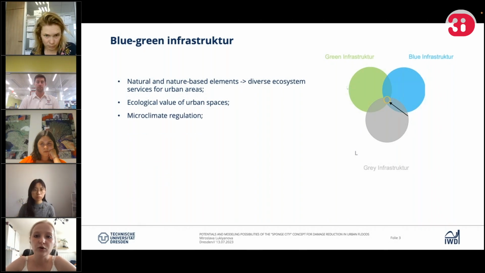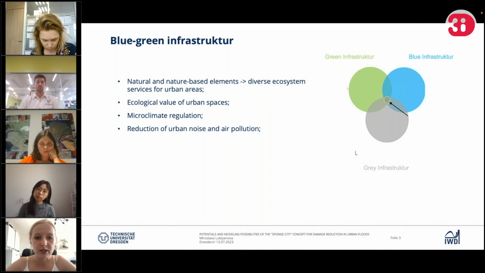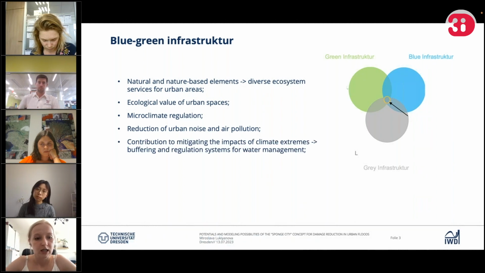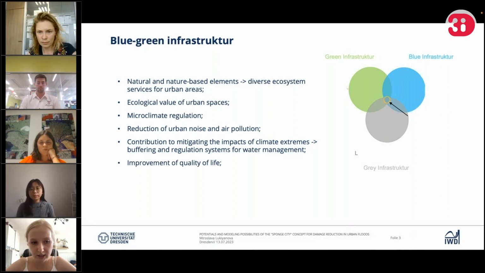There are also other goals of blue-green infrastructure, like regulation of microclimate, reduction of urban noise and air pollution, contribution to mitigating the impact of climate extremes, like urban floods or heat, a buffering and regulation system for water management, and improved quality of life by reducing urban noise and pollution, as well as heat and other climate extremes.